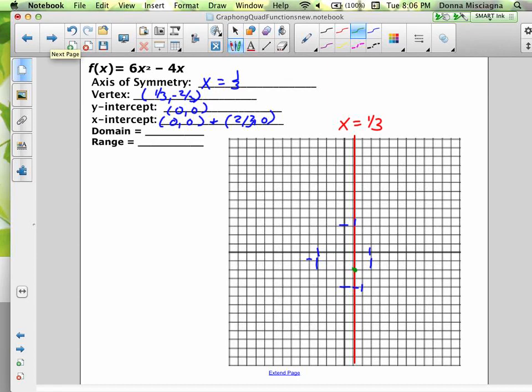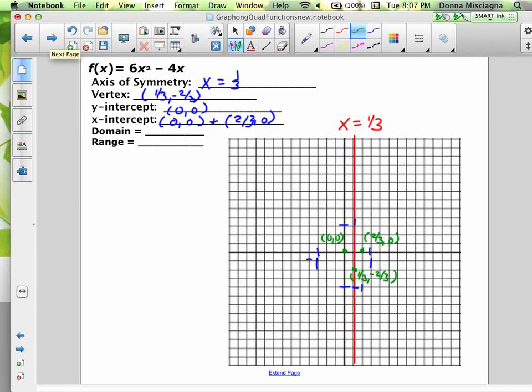We have one x-intercept there, and let's write that down. So this is 1/3, negative 2/3. This is 0, 0. And then our other one is at 2/3, which would be, sorry, I'm looking at my axis of symmetry, thinking that's the y-axis. Right here is 2/3, 0. That red just stands out. And that's all our points that we have.